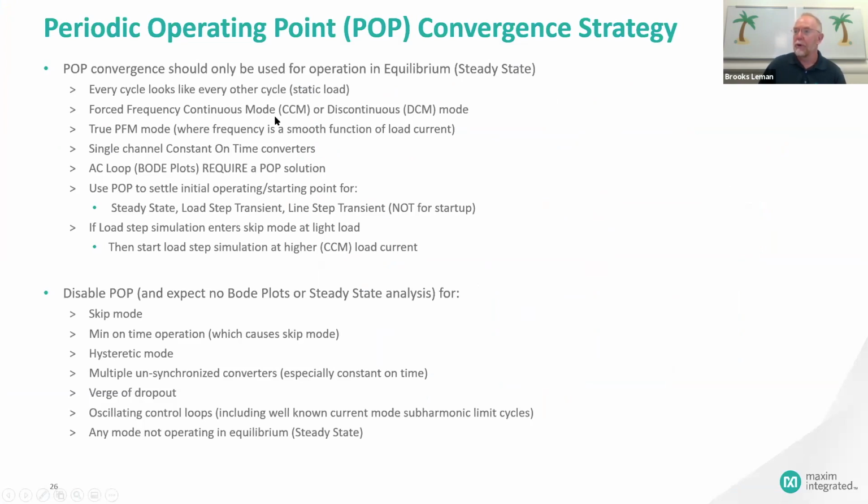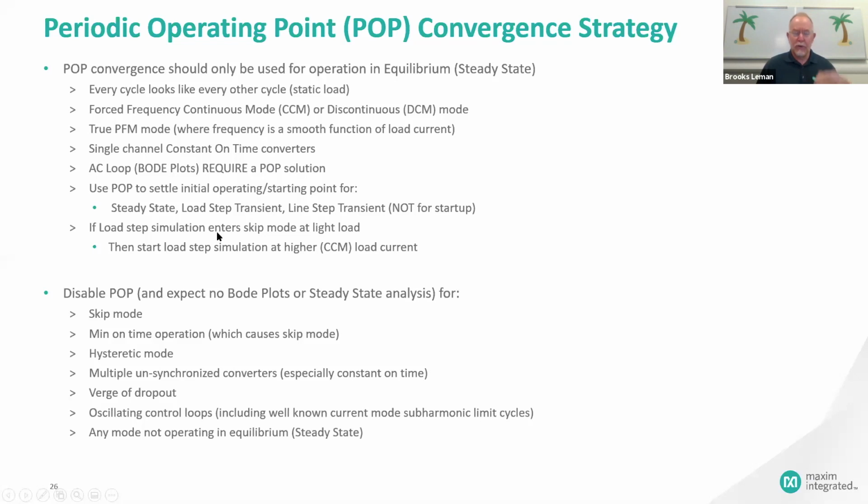This can be forced frequency continuous mode, it can be discontinuous mode, it can be pulse frequency modulation, if it's a true pulse frequency modulation where the frequency is a smooth function of load current. You can use POP for constant on-time converters, but only if you're doing one channel at a time, because two constant on-time converters will probably be operating at different frequencies. A reminder, AC loop requires a POP solution. You should use a POP basically to settle just about all simulations except startup, okay?